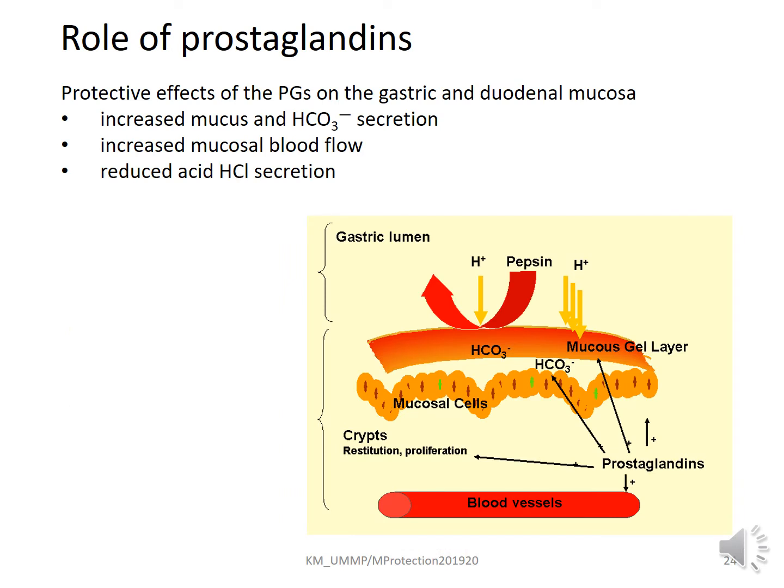I'm sure you noticed the role of prostaglandin in GI defenses. Let me summarize the protective effects of prostaglandin. Prostaglandin stimulates the mucosal cells to secrete bicarb. It also stimulates mucus secretion. It stimulates mucosal blood flow. It stimulates the restitution and proliferation process. And it reduces hydrochloric acid secretion from parietal cells.